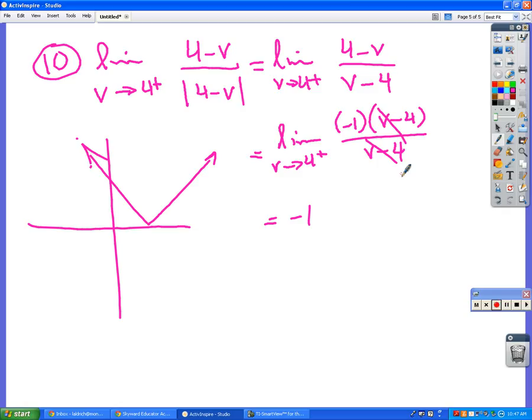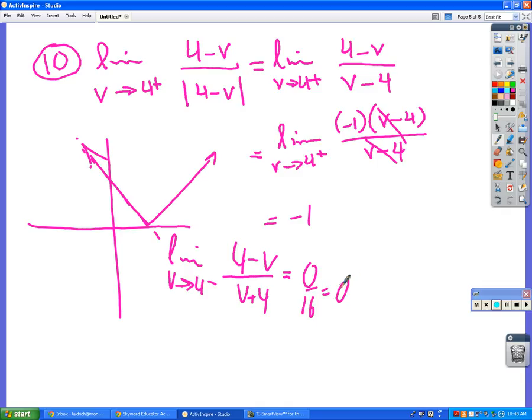If I want to know the overall limit, then I would also have to look at the limit as x approaches 4 from the negative side. Then that would be x plus 4 here, and I could just substitute it in there directly, right? And if I put a 4 in there, that would be 0 on top over 16, so that would give me a limit of 0. And so that means that the overall limit doesn't exist, right? Because the one from the right and the one from the left are two different answers. So if it's from the right, you make it negative on the bottom? Not necessarily. It depends on what is in the absolute value.